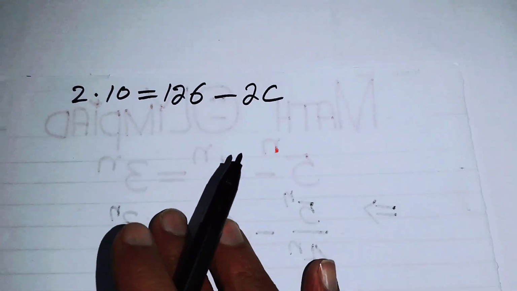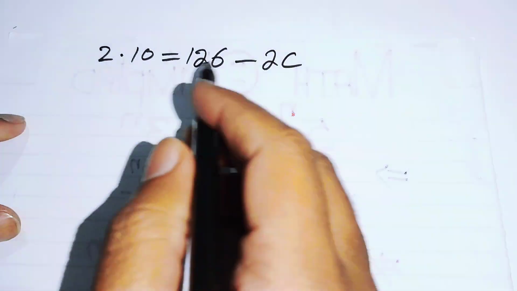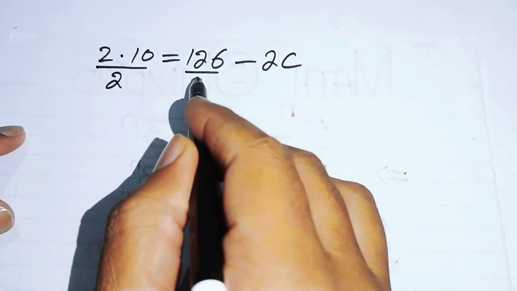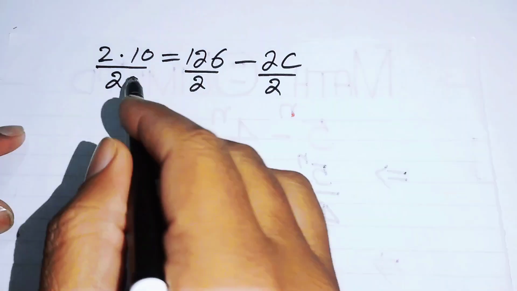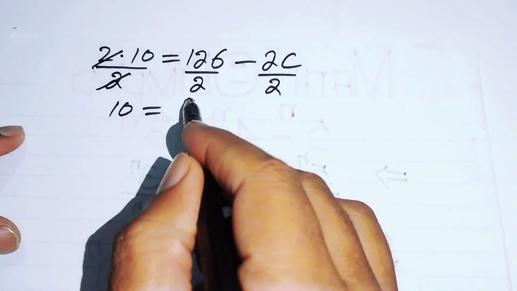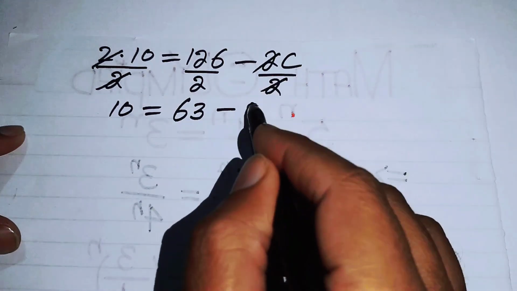In the next step we will make simplifications here, and we will easily get the value of C. Now you will see we again divide both sides by 2, and these 2 are gone. We have 10 equals, 2 times 6 is 12, and 2 times 3 is 6, and minus, these are gone, and you get C.